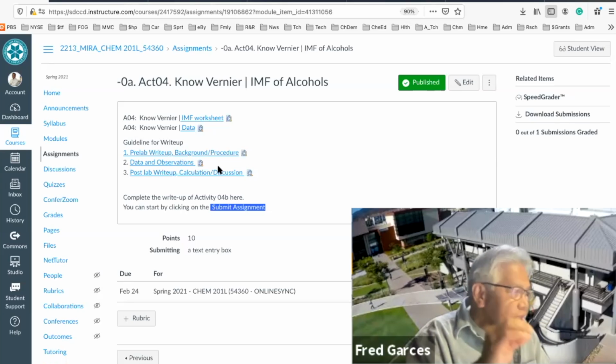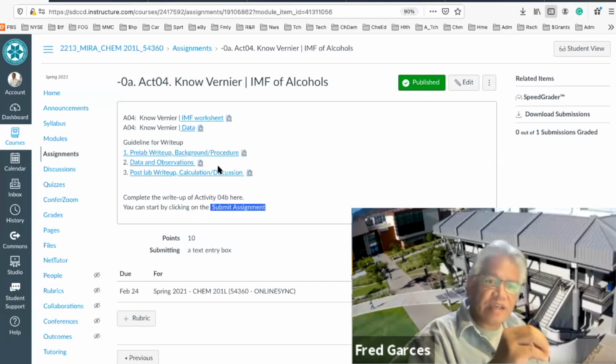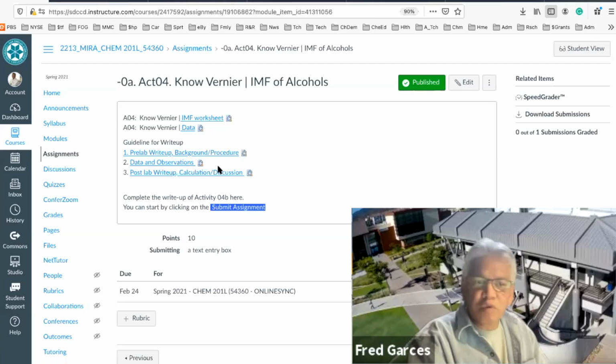So these are the guidelines that I'm providing so that in the future, whatever the situation is, you have an idea of how to communicate your findings to whoever's going to be reading, to the audience.